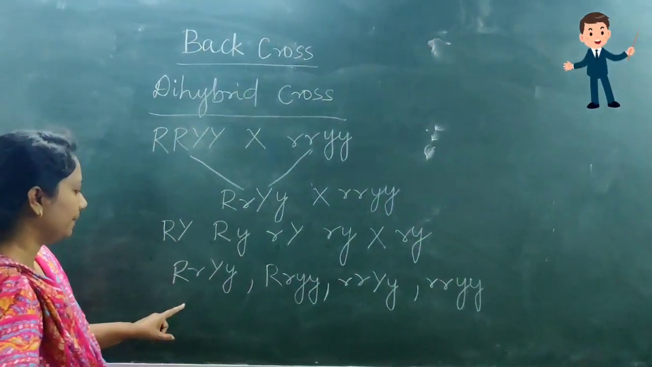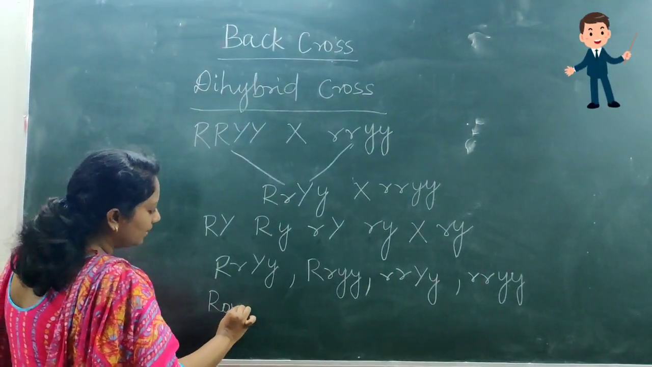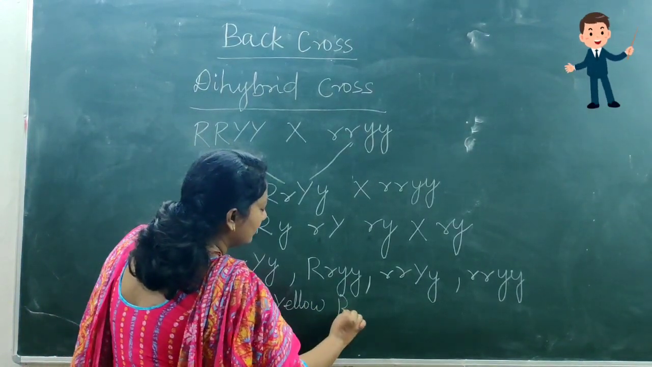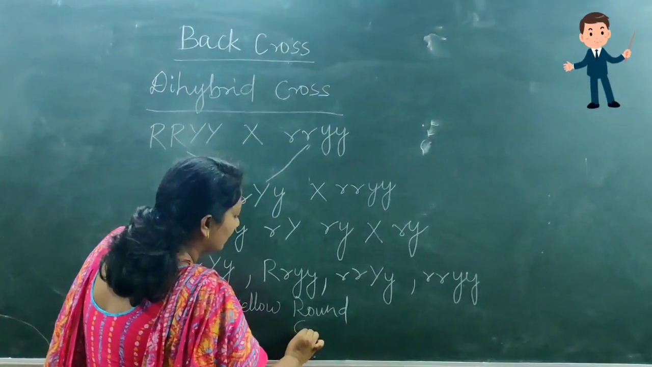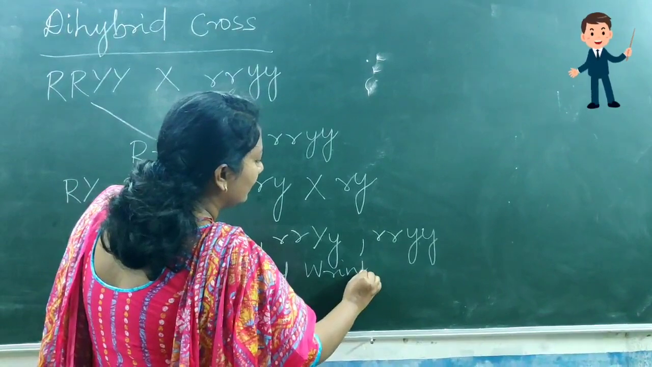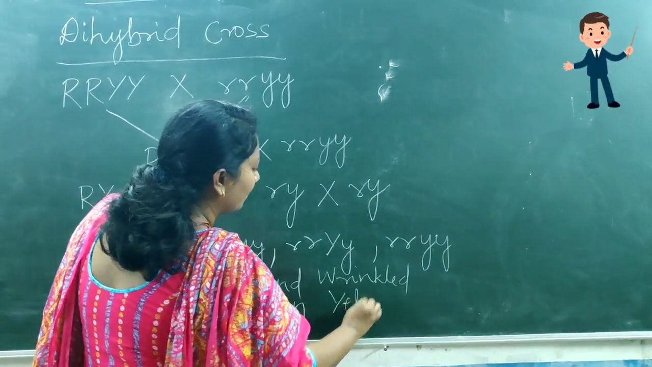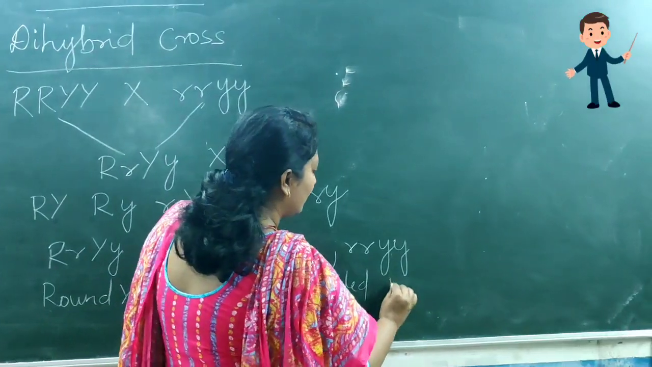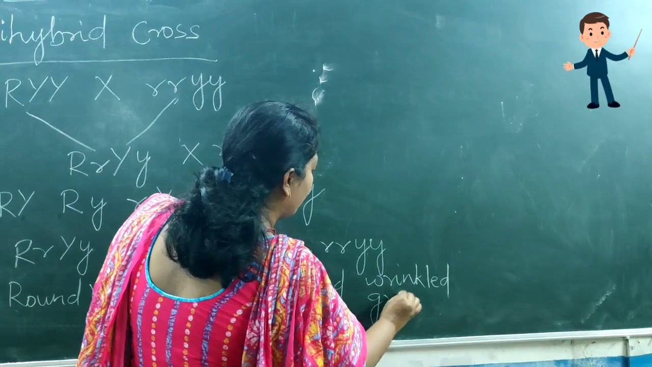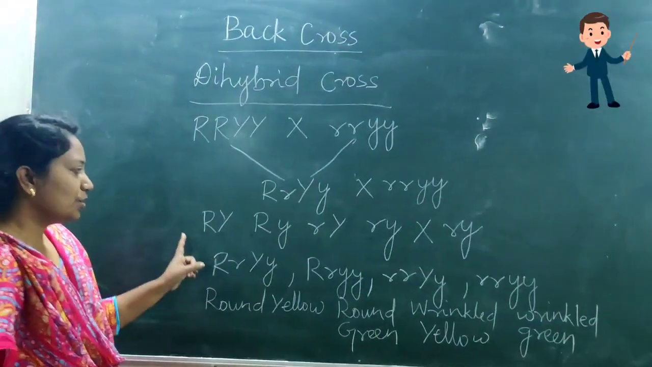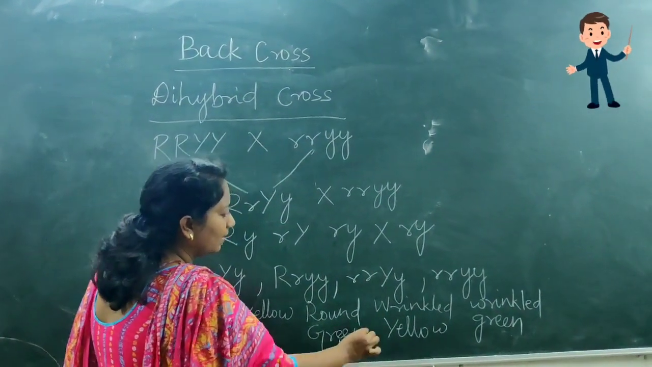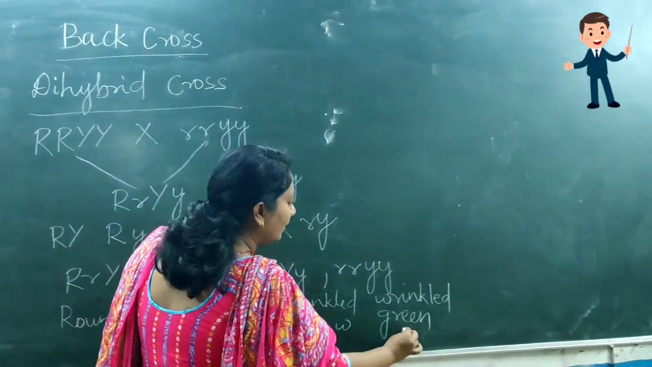Let us try to name them. This is round yellow. This is round green. This is wrinkled yellow. And this is wrinkled green. So what did we get? 1 round yellow, 1 round green, 1 wrinkled yellow and 1 wrinkled green.